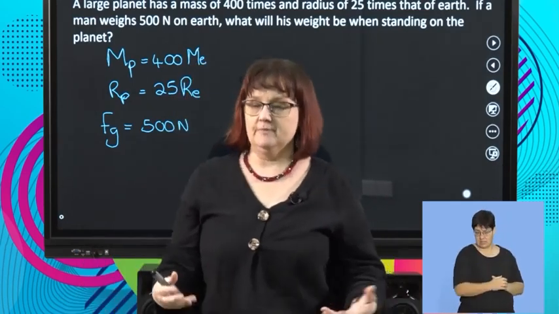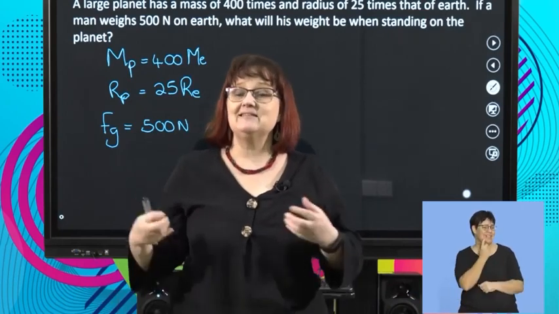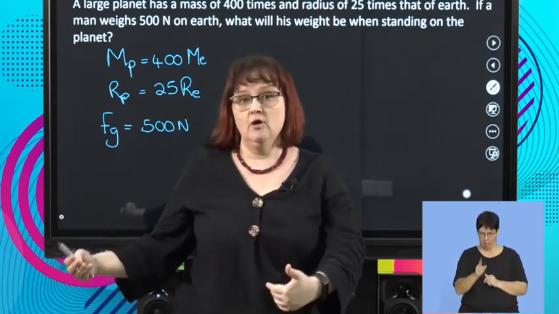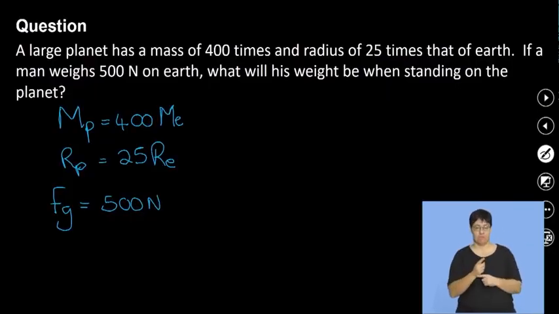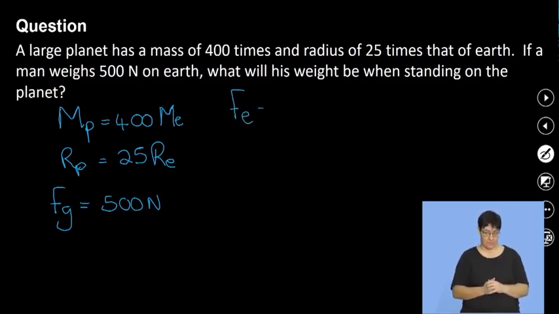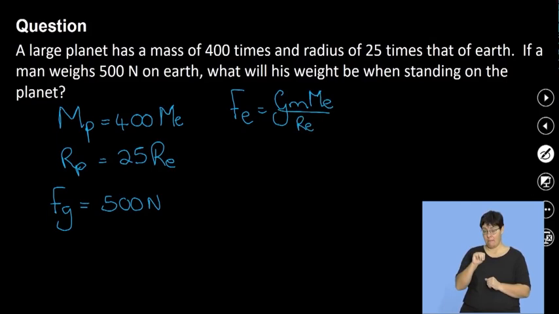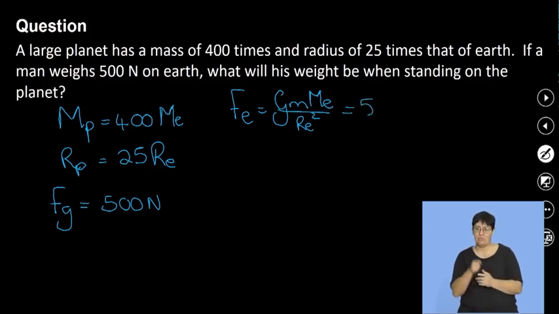With ratio problems, the easiest way to do them is to find something you know. So let's start with how I would calculate his force on the Earth. It would be G, mass of the man, mass of the Earth, over the radius of the Earth, squared. The force of attraction with the Earth and the man's weight are the same thing, so this is equal to 500. I've got a value. Stick with me.